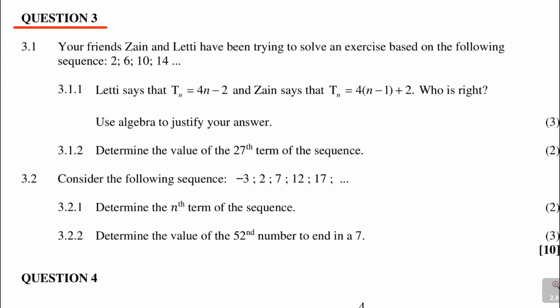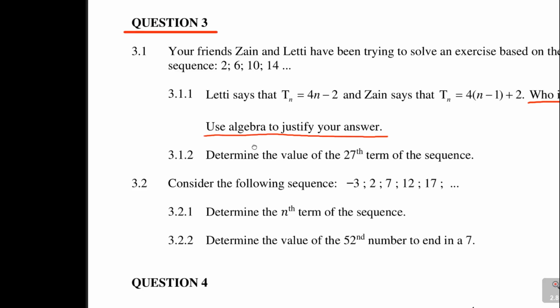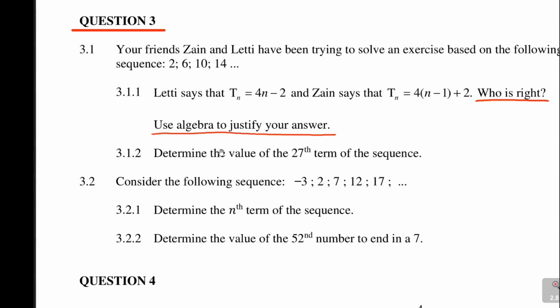Your friends Zane and Letty have been trying to solve an exercise based on the following sequence: 2, 6, 10, 14. Letty says Tn is that, and Zane says Tn is that. Who is right? Use algebra to justify your answer. Now, let's focus. Letty is already fine. Let's focus on Zane. Zane has 4n minus 1.